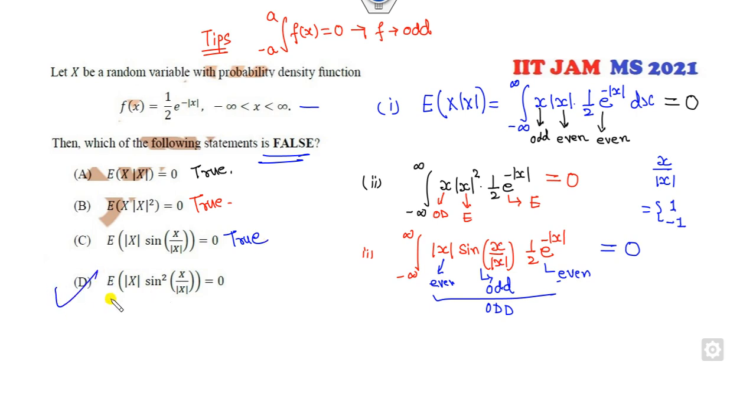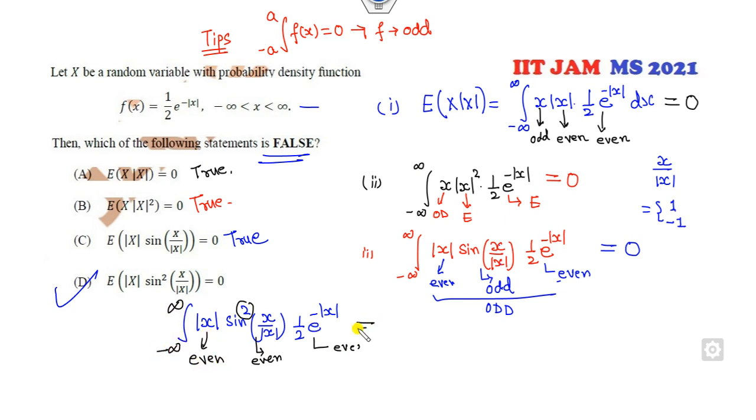So only the last is left here. How? You can see that if I write here, this is x square over mod x into half e raised to power minus x. So this is my even function. Because of this x square, this is also my even function. Mod x is also an even function. So once they are even functions, this value will not be 0. Although it will be twice of this, it will not be 0. So this is my false statement.